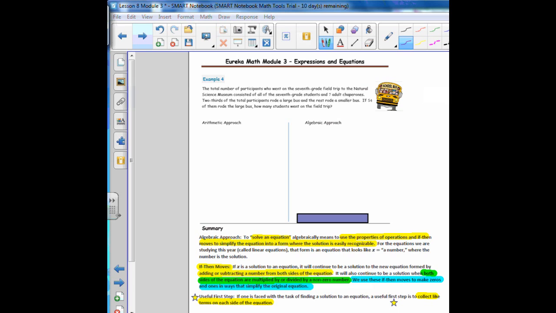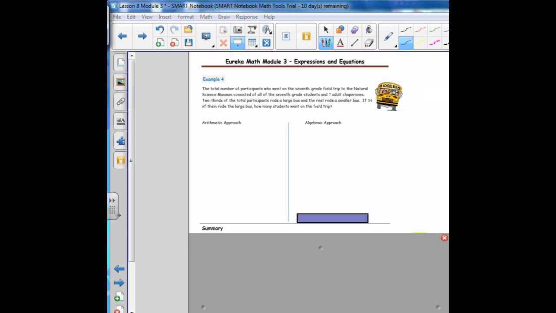We're going to skip this question and go to the next page. For example 4. The total number of participants who went to the 7th grade field trip to the National Science Museum consisted of all 7th grade students and 7 adult chaperones. 2/3 of the total participants rode a large bus, the rest rode a smaller bus. 54 of them rode the large bus. How many students went on the field trip?